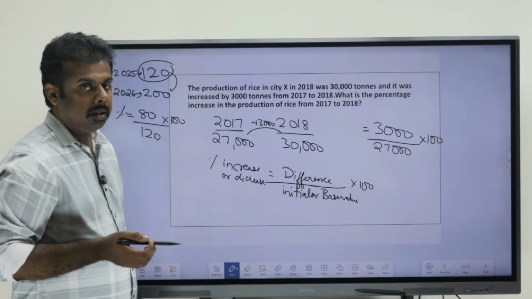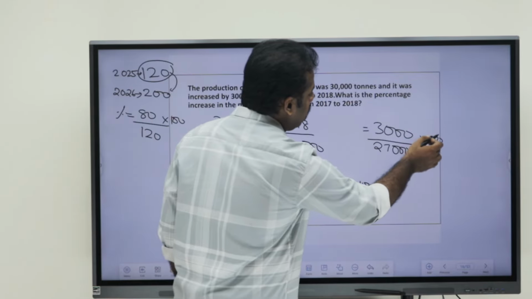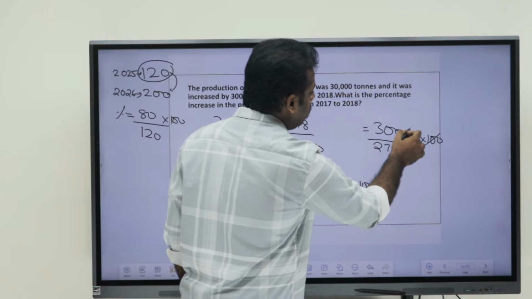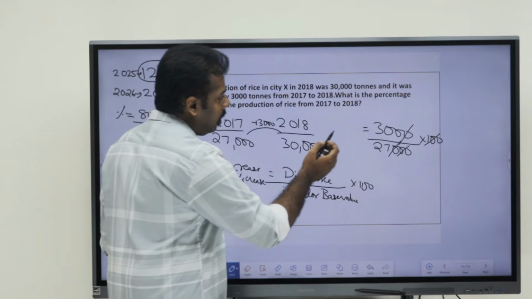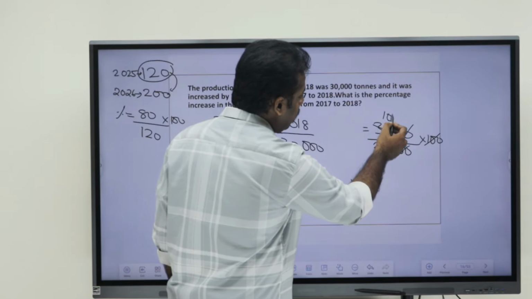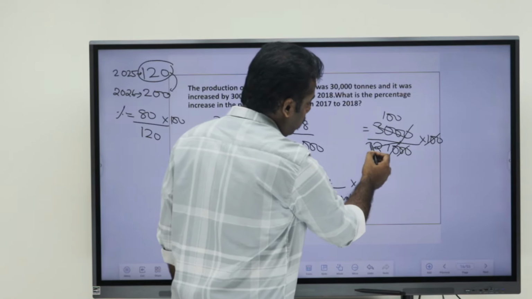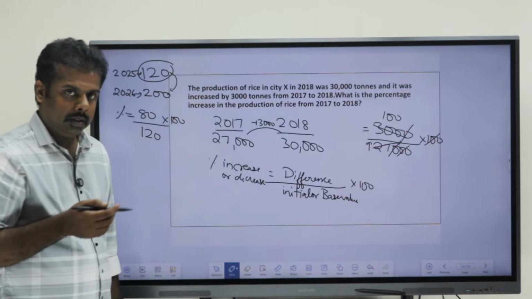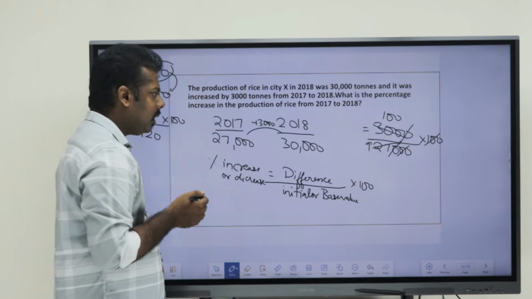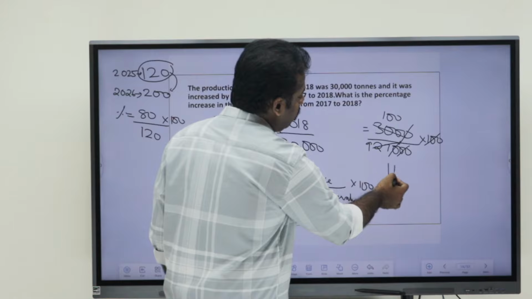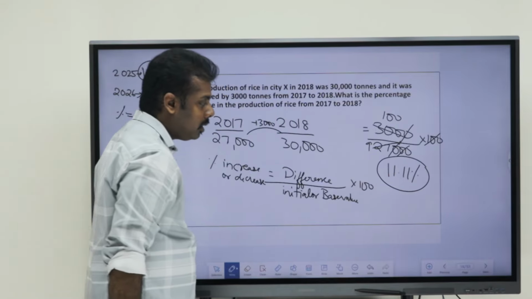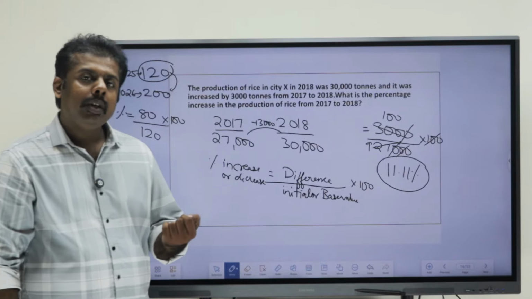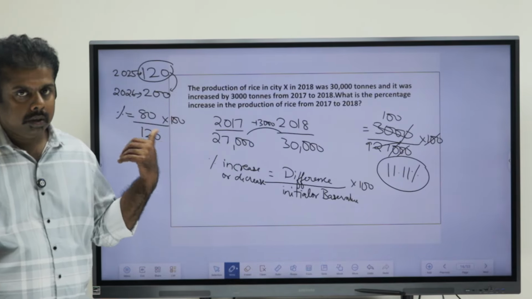Okay, now if you are calculating that here, 100 is common, another 10 is common, in 327 what is common? Sorry, 3 is common, so we can just convert it to 100 by 9. So 100 by 9, I think we have discussed already, that will give us what? 11.11%. Okay, so we can say the production has increased by 11.11% based on the last year.